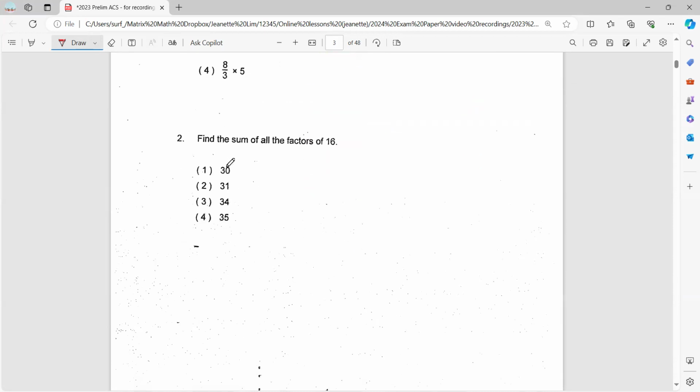Question 2, find the sum of all the factors of 16. So okay, let's list down all the factors of 16. 1, 16, 2, 8, 4, and 4. Okay, so when you want to add up all the factors, do not add 4 twice. 4 and 4 is the same number. So you add up 4 once. So you add up all the factors and you'll get 31. So answer 2.